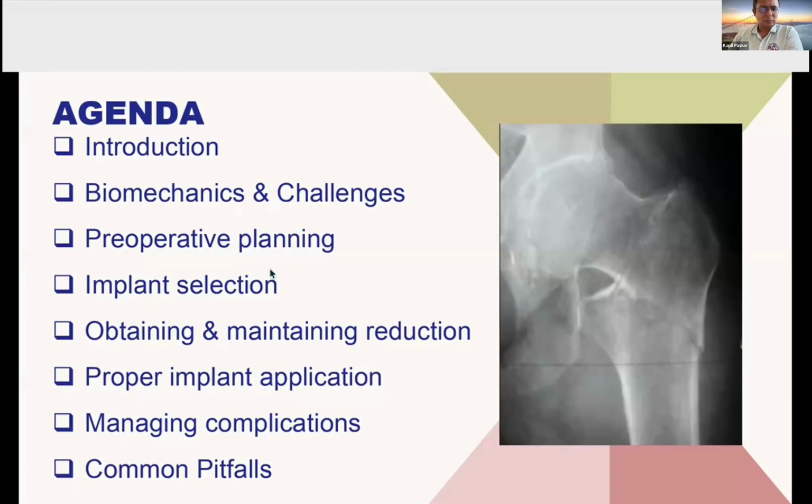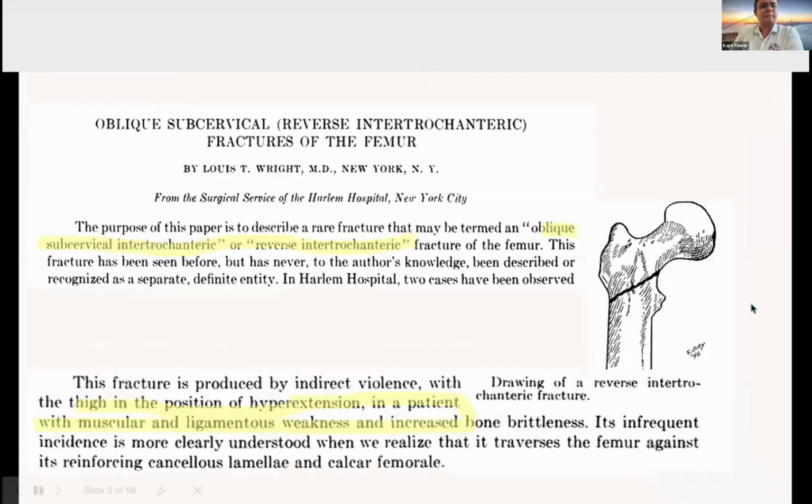So I don't know why this. Is the slide changing there? Hello? Changing, sir. Okay.